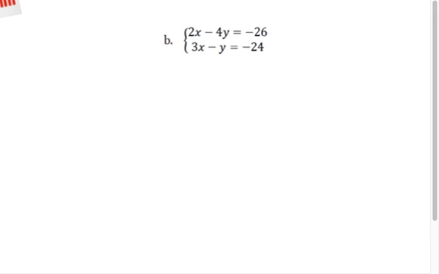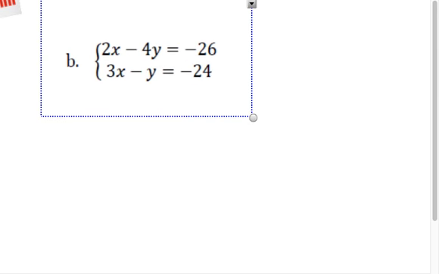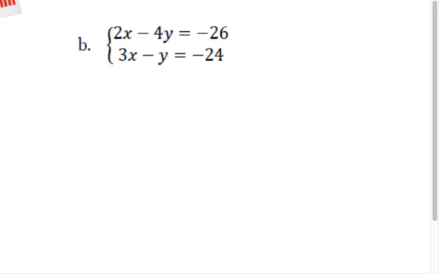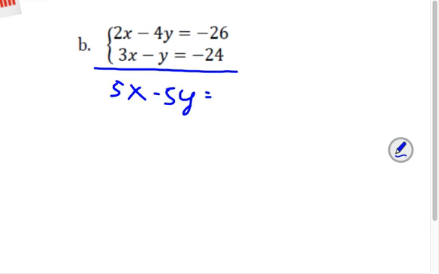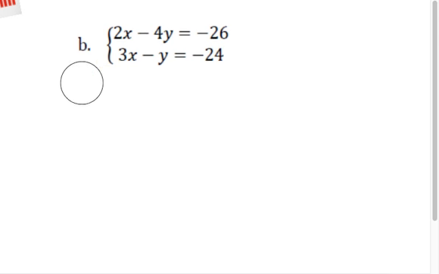Here's elimination that you probably see more of. It's a little bit more complicated. If you were to add these two equations together right now, the way they're set up, 2x plus 3x is 5x, and negative 4y and negative 1y is negative 5y, equals negative 50. Well, I didn't get rid of either one of my variables, so I'm going to have to do some multiplying here, manipulate this problem a little bit.